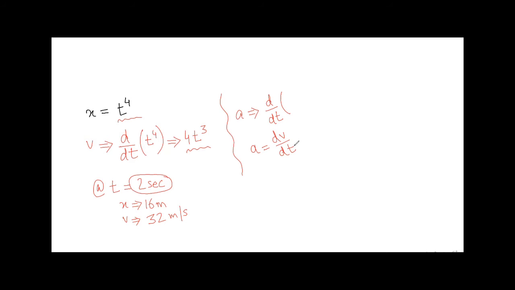Acceleration is dv by dt. You have to take a differential of the velocity function. And what is the velocity function, Mr. CB? This is the velocity function.